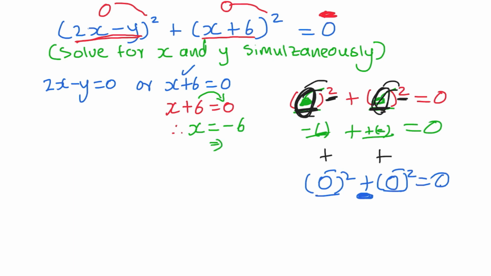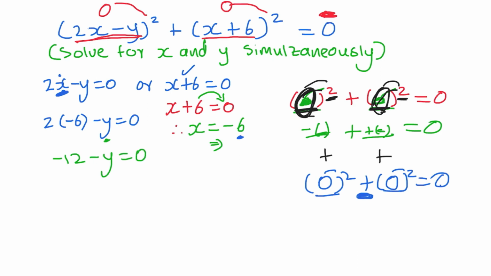Once you get your x, you will substitute it into x in the other equation. Does that make sense? So where I see x, I will substitute negative 6. So I'll say 2 into negative 6 minus y is equal to 0, so that I can solve for y, right? Then 2 into negative 6 is negative 12, minus y equals 0.